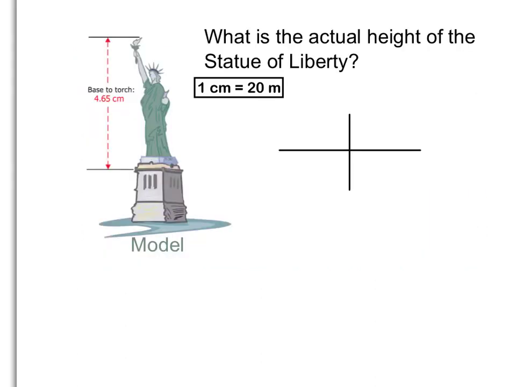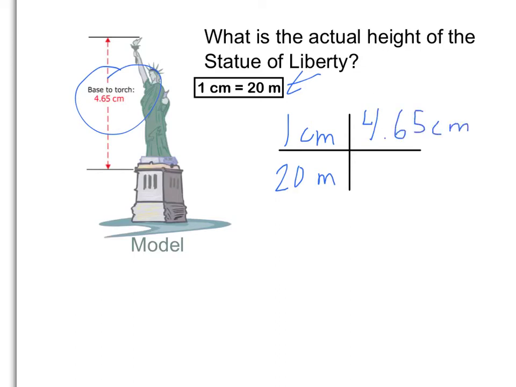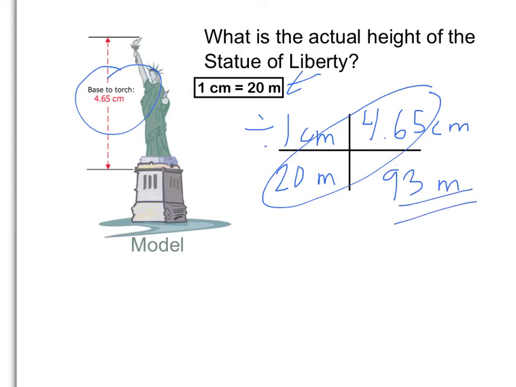What is the actual height of the Statue of Liberty? I noticed that there is another scale here, so I'm going to put that in. 1 centimeter is equal to 20 meters. On my picture, I noticed that it tells me in this model that 4.65 centimeters is the height, so I'm going to write that in on the top because I want my centimeters and my centimeters to match. Now I will crisscross multiply, divide by the lonely guy, and I get 93 meters as my height of the actual Statue of Liberty.